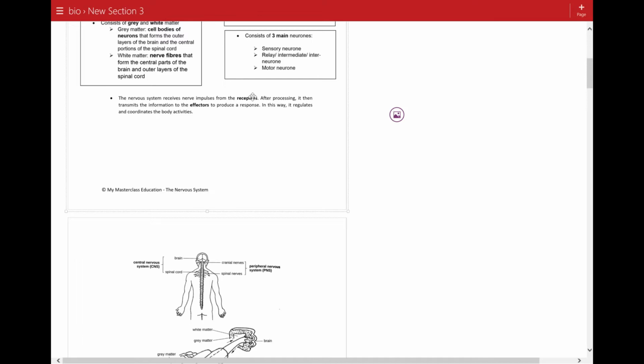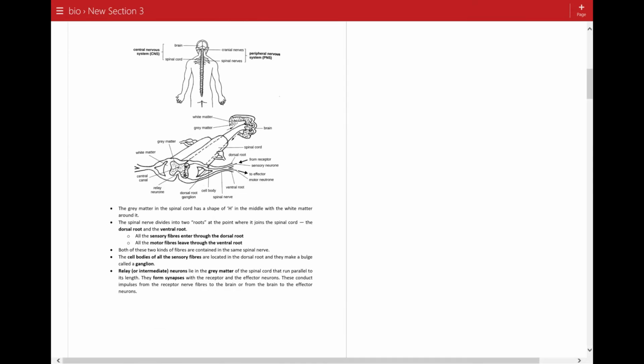Earlier on I mentioned your nervous system receives the nerve impulses from the receptors. When you touch something hot, that is your heat receptor. The heat receptor will then transmit the information to your sensory neuron, and the sensory neuron will transmit that information to your muscle. Your muscle, your hand, is the effector. The effector will move away, and that is the response that you get. In a way, it helps to regulate and coordinate the body activities according to the environmental cues around you.